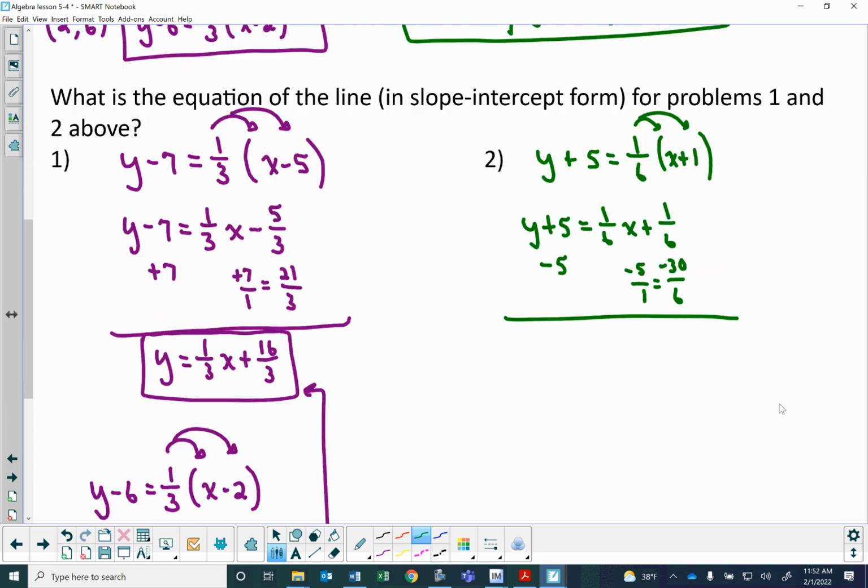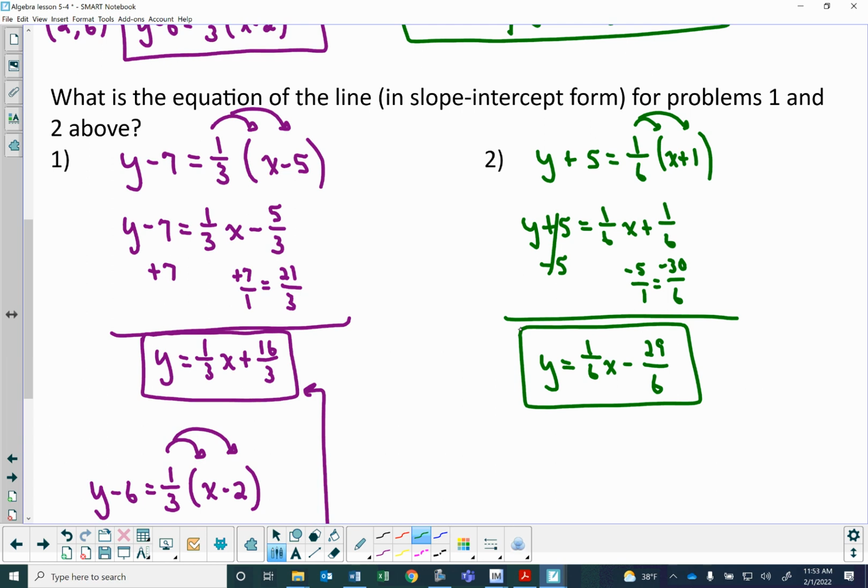So when we simplify this, the 5's cancel on the left-hand side, and I get y equals 1/6 x minus 29/6. And I don't need to do the second equation because I'll get the exact same answer as long as I do all my math correctly. So you can see how point-slope form leads to slope-intercept form, right? Because once you've written something in point-slope form, if you simplify it and solve for y, you have it in slope-intercept form.